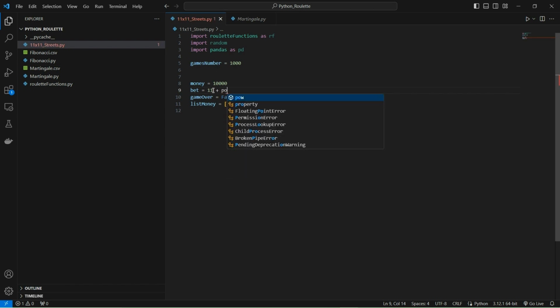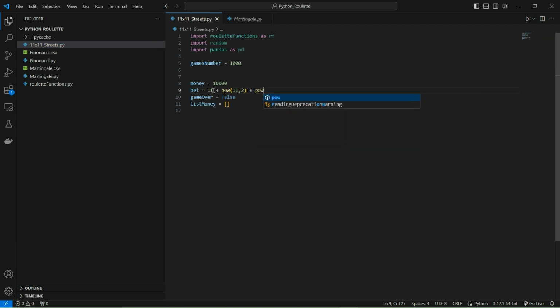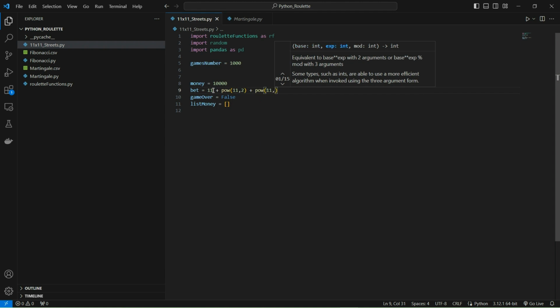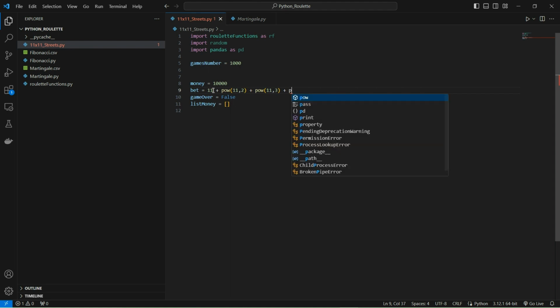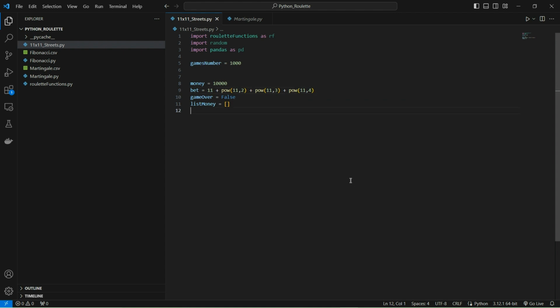Then if I lose I will bet 11 raised to the power of 2. If I lose again, 2 times in a row, then I will bet 11 raised to the power of 3, and if I lose again, 3 times in a row, I will bet 11 raised to the power of 4 euros. The chance of winning a game with this strategy is 89%, which is very high, and with this amount of money you can lose 3 times in a row, so this strategy looks very safe.